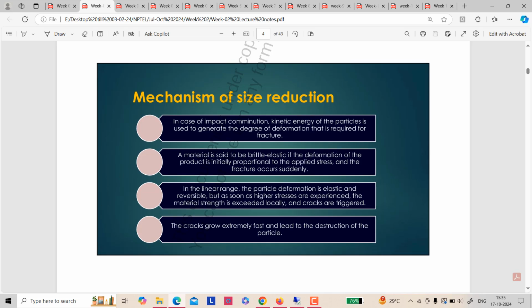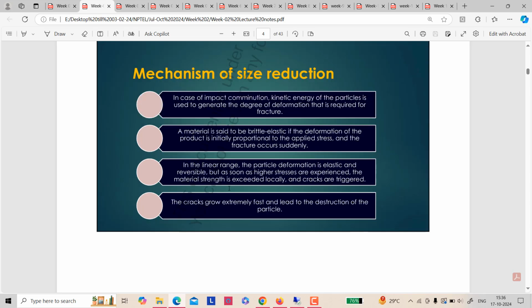So what is the mechanism? In the case of impact comminution, the kinetic energy of the particles is used to generate the degree of deformation that is required for fracture. A material is said to be brittle elastic if the deformation of the product is initially proportional to the applied stress and the fracture occurs suddenly.